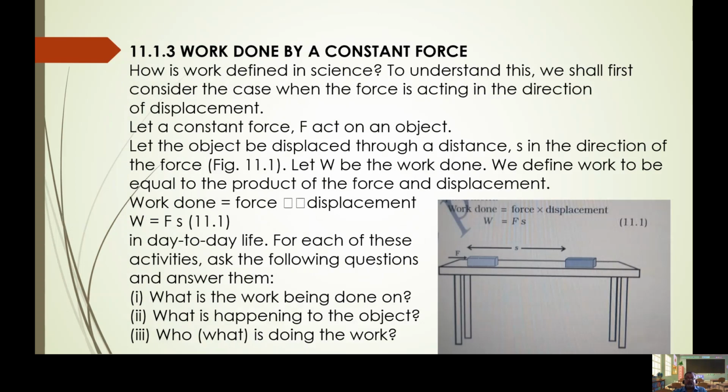Work done by a constant force. How is work defined in science? To understand this, we shall consider a case when the force is acting in the direction of displacement. Let a constant force F act on the object. Let the object be displaced through a distance S in the direction of the force. Let W be the work done. We define the work to be equal to the product of the force and displacement. Work done is equal to force times displacement, that is, W = F × S.